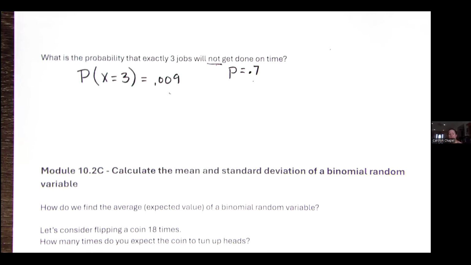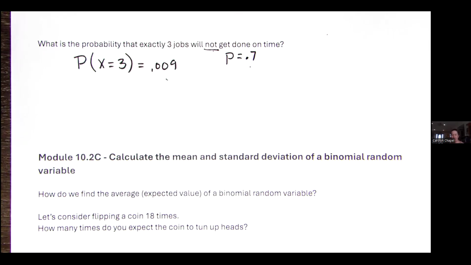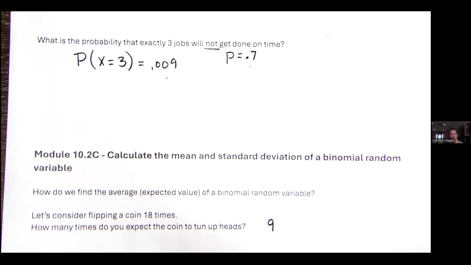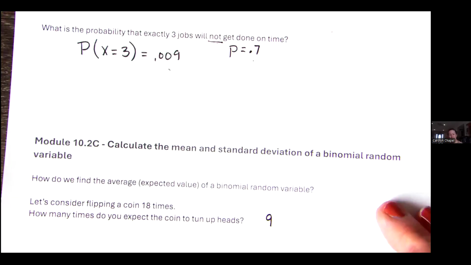Okay, so let's consider flipping a coin 18 times. If we think about flipping a coin, the probability of heads is 1/2. So how many times do we expect heads to turn up? We would think that half of the time we would get heads, and half the time we should get tails. So how many times do we expect to get heads? Well, that's 9. That makes sense. We didn't have to do all the extra work. So we're finding the average number of times the heads would turn up, or what we should expect.